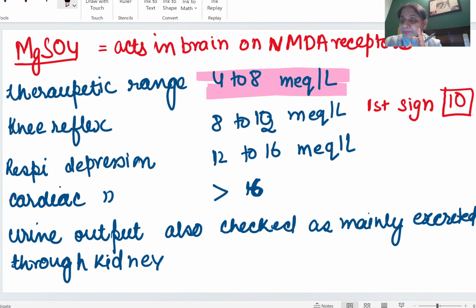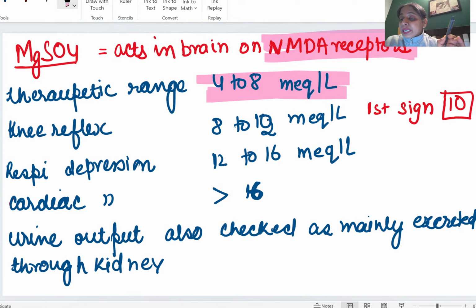Please focus. Where does mag sulfate act on the brain? At what receptor does mag sulfate act? Most of you marked calcium receptors in the quiz. It is not calcium receptors. It is NMDA receptors. See, it is written on top. It acts on NMDA receptors in the brain and it is neuroprotective.